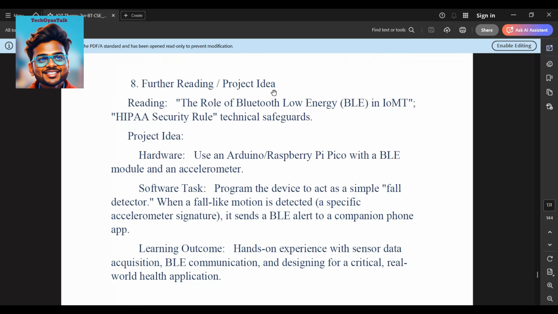Further reading or project ideas. You can read about the role of Bluetooth Low Energy, BLE, in IoT, and the HIPAA Security Rule technical safeguards. A project idea: for hardware, use an Arduino or Raspberry Pi Pico with a BLE module and an accelerometer. Software tasks: program the device to act as a simple fall detector. When a fall-like motion, a specific accelerometer signature, is detected, it sends a BLE alert to the companion phone app.